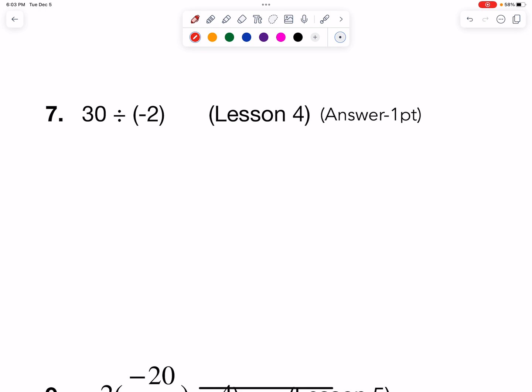We have 30 divided by -2. This is my love to hate, so we're going to end up being negative, so I'm going to mark that down right away.